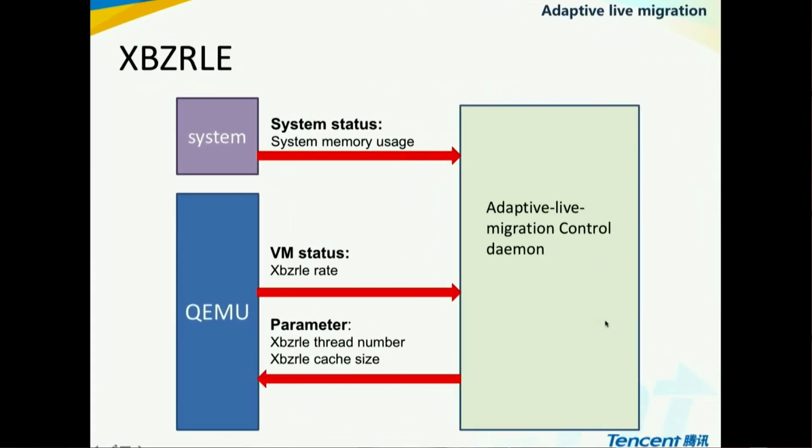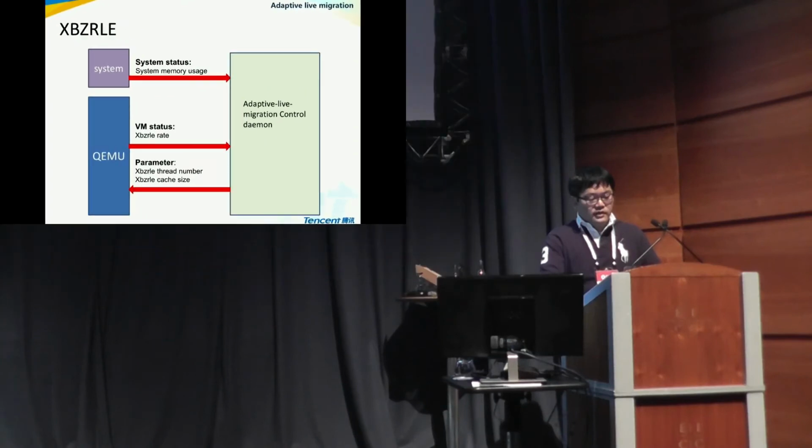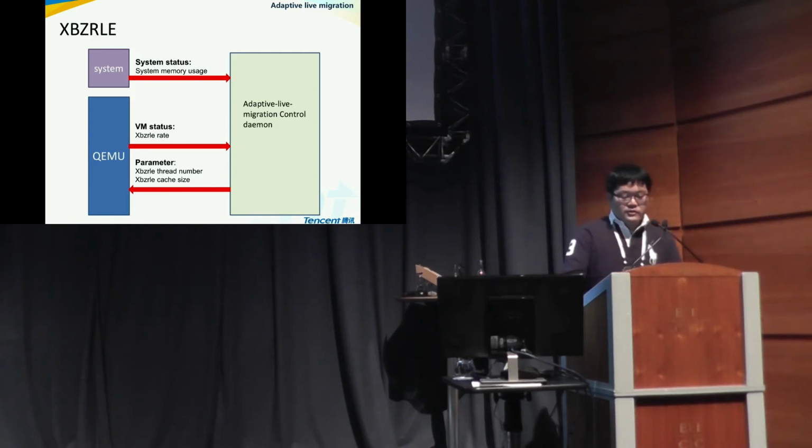For XBZRLE, it's the same. We could collect the system memory usage from the host side to choose how many threads could be used to do the XBZRLE and how big the XBZRLE cache size could be.